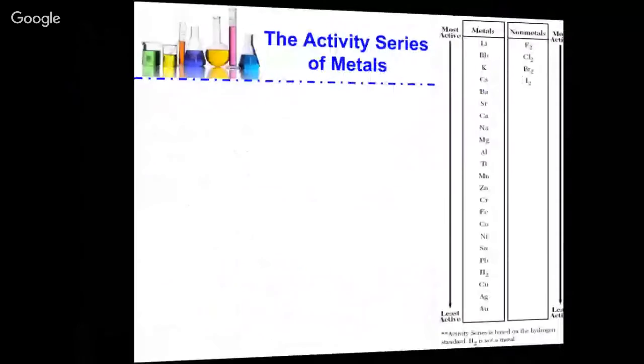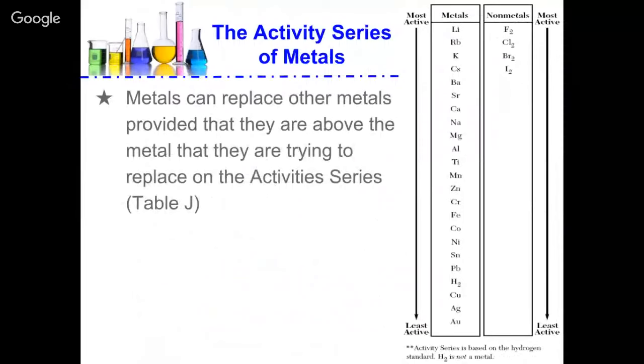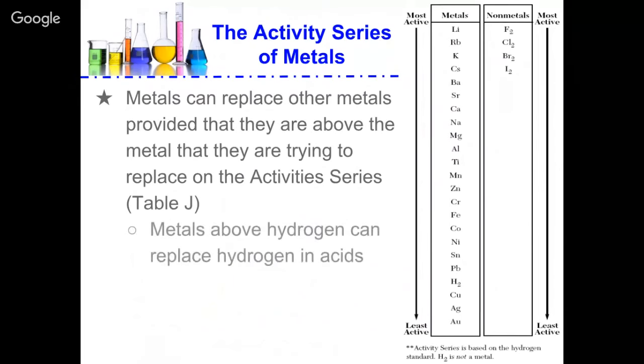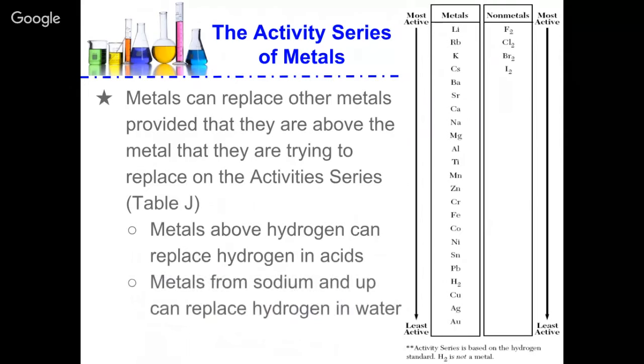X. In order for metals to replace other metals, they need to be on the activity series, and that's our chart that we use to determine whether or not the metals are going to replace each other. Metals above hydrogen can replace hydrogen in acids, and metals from sodium and up can replace hydrogen in water. Basically, you need to look and see where the elements that are going to be switching places are on this activity series. If the element that you are replacing is below, it's going to swap out.